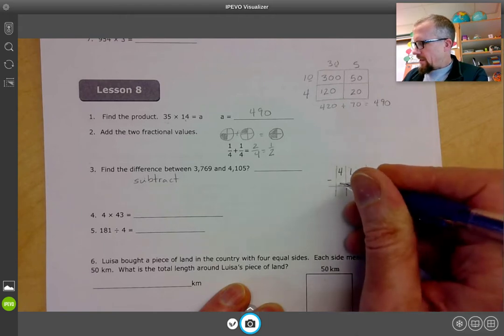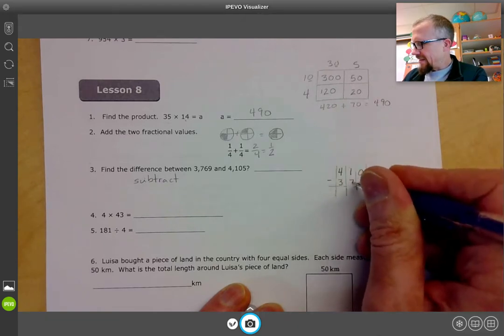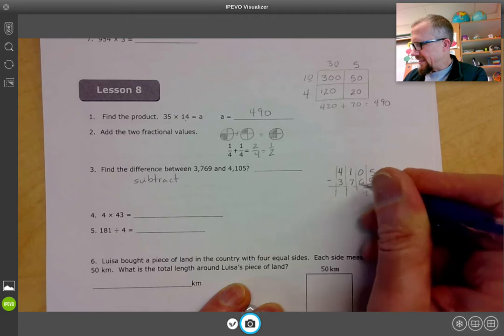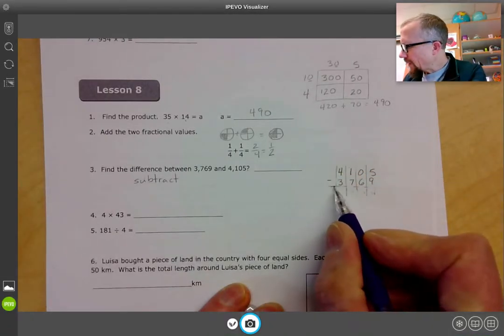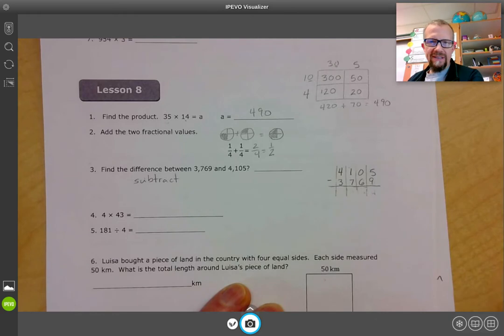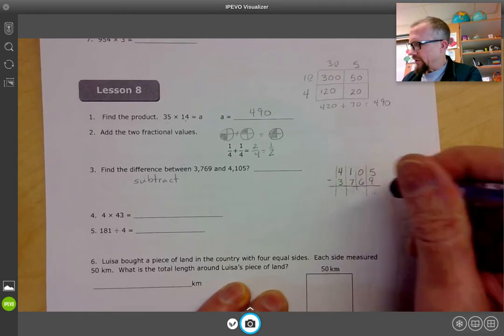4,105, 3,769. Okay. Oh, that one was so nice and easy. There was no regrouping. But you can see that it didn't work to do that in the end.